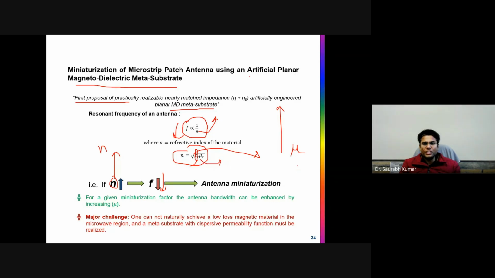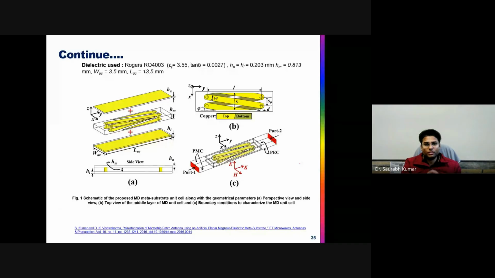So you have to engineer that, and a dispersive permeability function must be realized to do so. So how to achieve it? It is achieved with the split ring resonator, complementary split ring resonator, and this particular split ring resonator is formed like that.